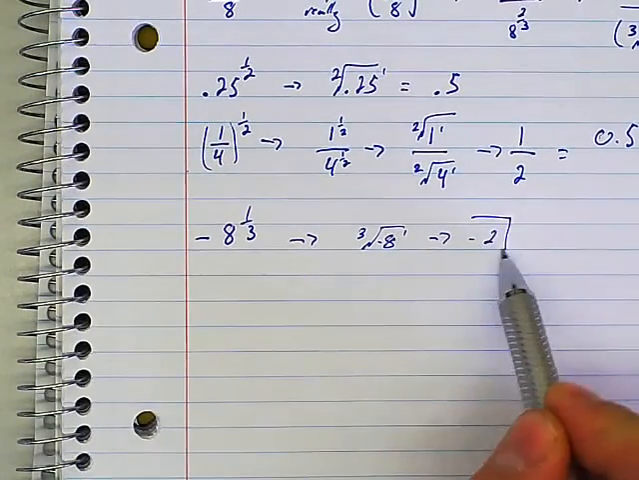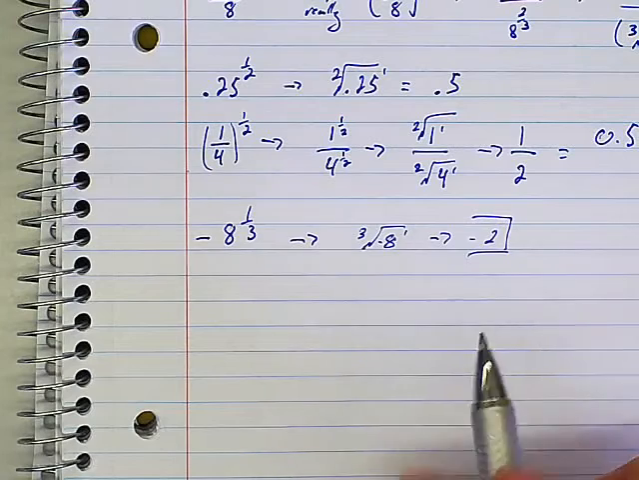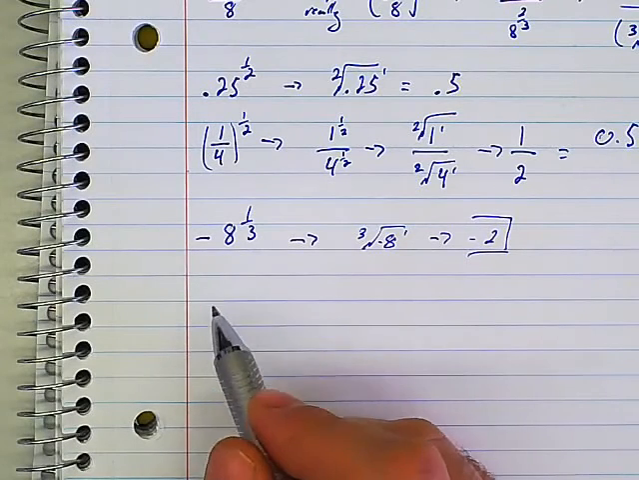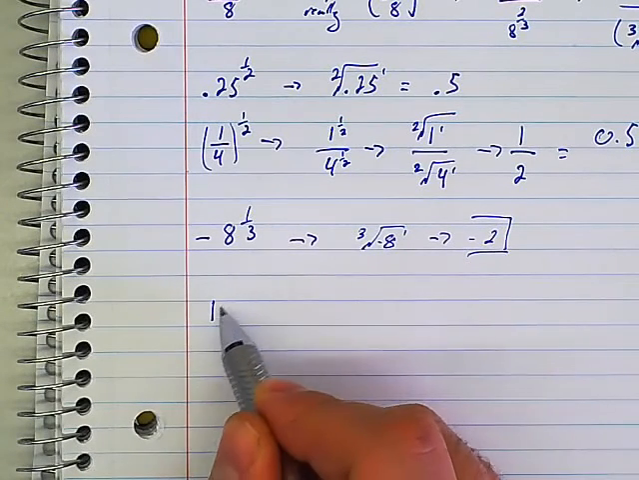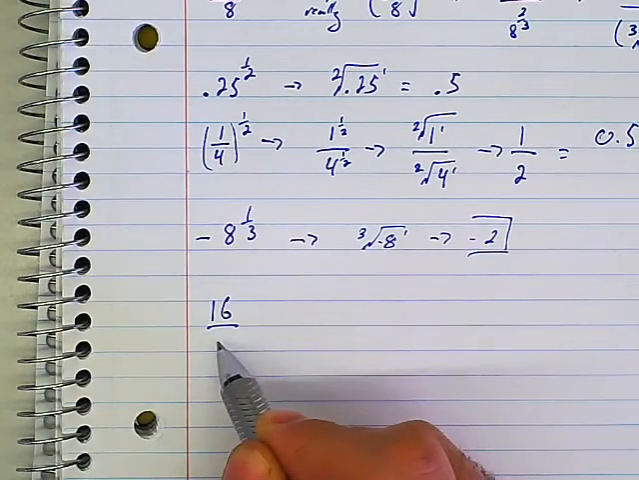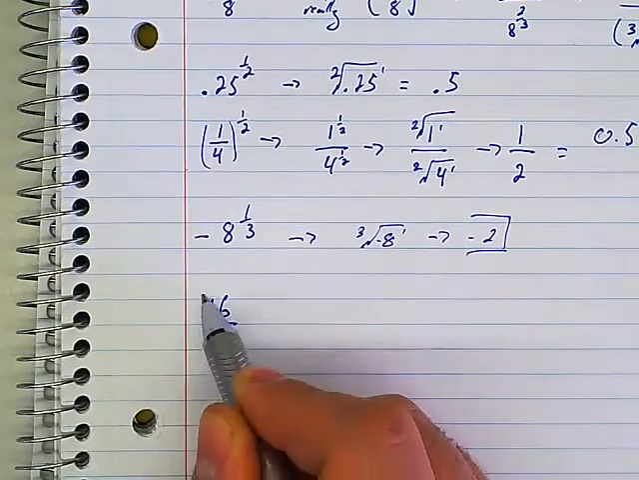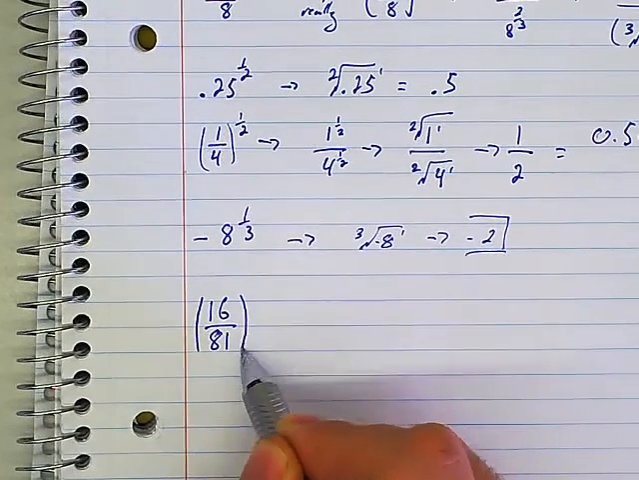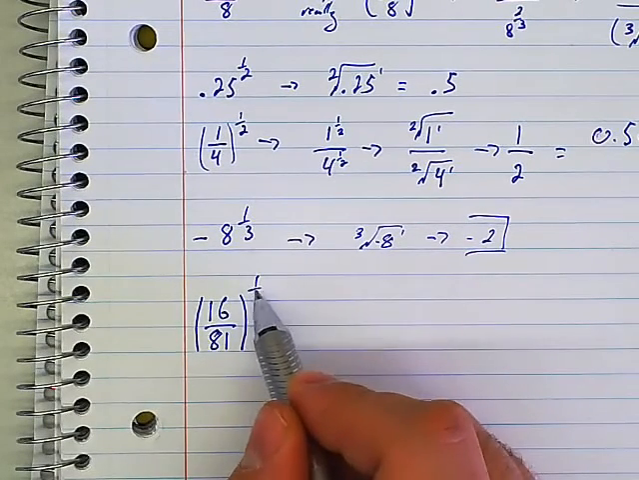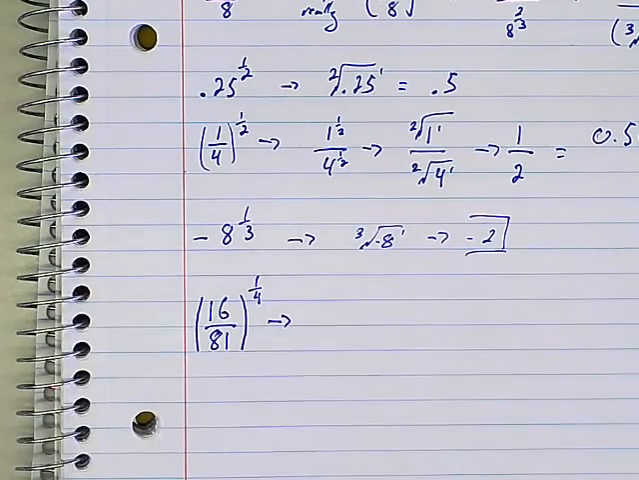The last question shouldn't take too long. We're going to go 16 over 81, all of this to the power of 1/4. I want you guys to simplify and evaluate it, please. It should take you, I will say, 2 minutes.